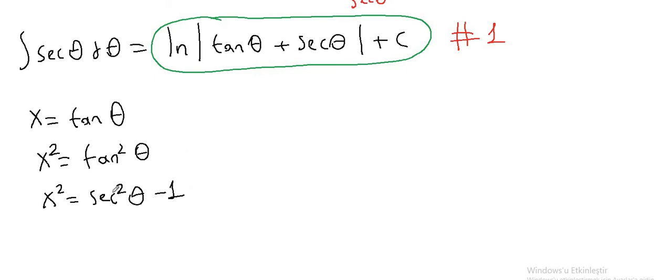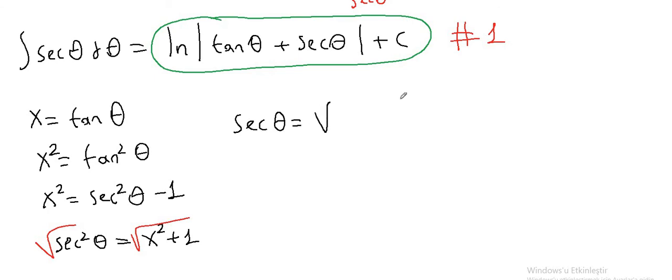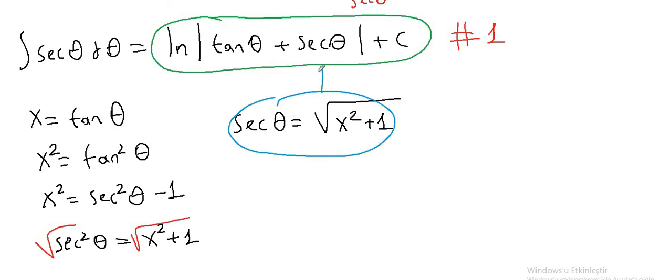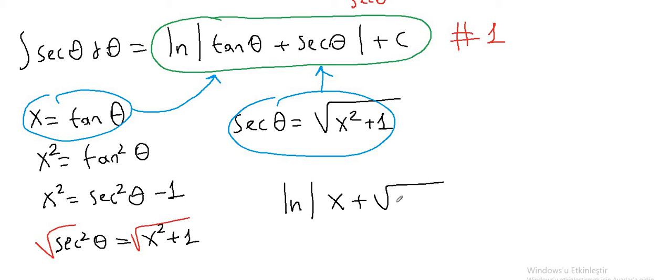Now we're going to solve for secant here. So secant squared theta will be equal to x squared plus 1 if you add 1 on both sides, and if you take the square root now, you're going to obtain secant theta is equal to the square root of x squared plus 1. Now we can substitute secant theta into here and tangent theta into here. Now our answer is ln of x plus the square root of x squared plus 1, plus c.